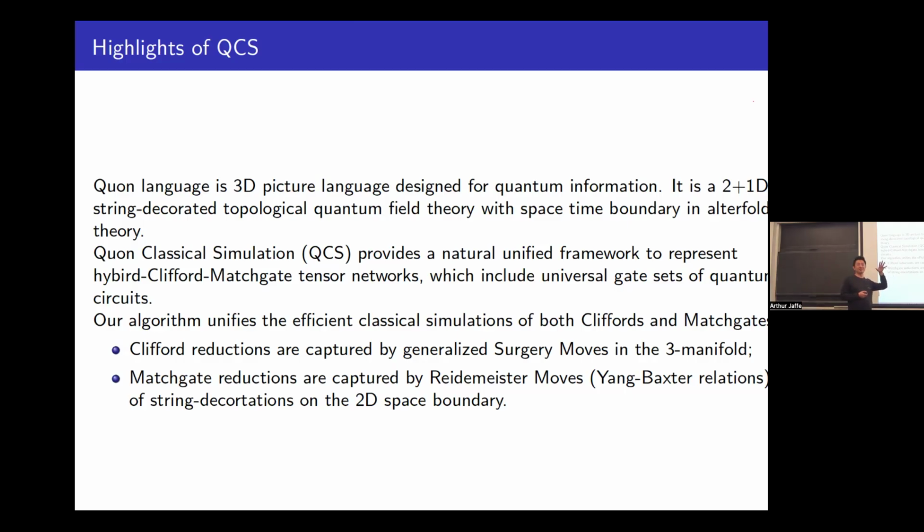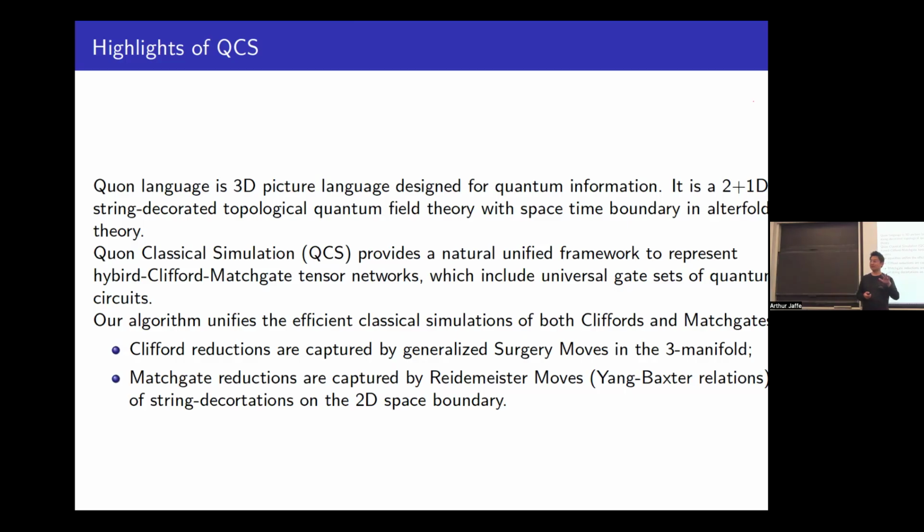The match gates live on the boundary surface of the 3-manifolds, and the Clifford gates are given by those braids. The braids can essentially move in the bulk of the 3-manifolds, and this has a very natural understanding in the TQFT literature.